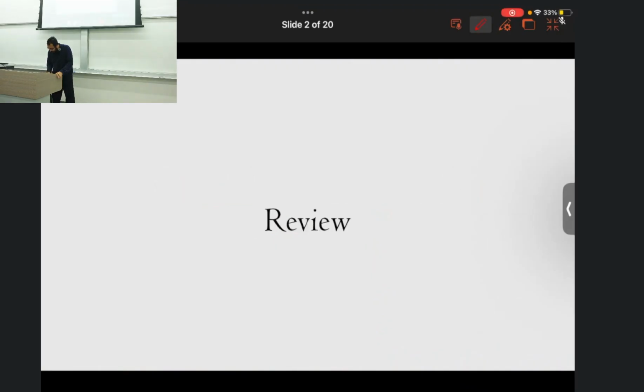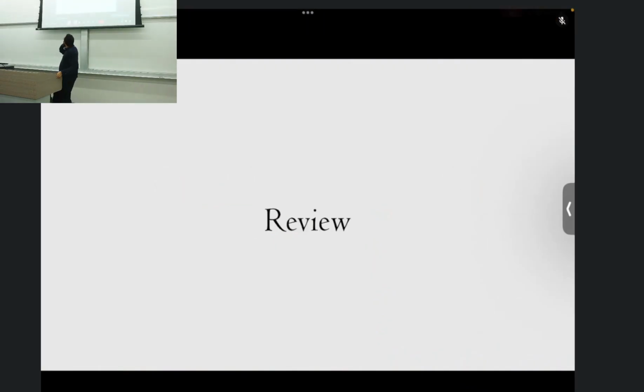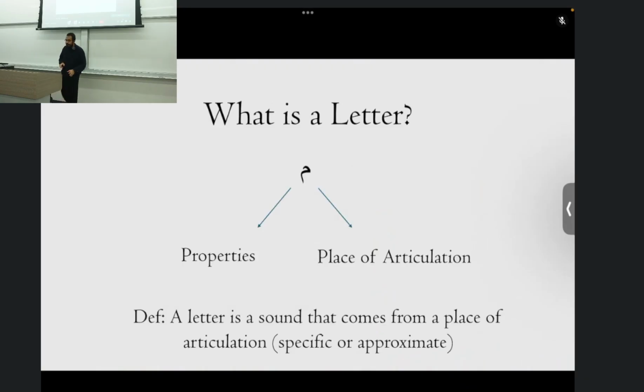I'll start immediately inshallah. A quick review. So, what have we been doing the last couple of times? First lesson we talked about what is Tajweed in general.